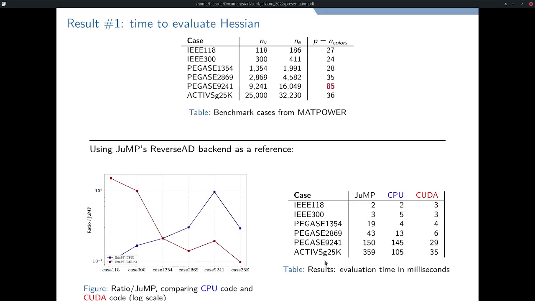On the larger cases that we use, so case big as 9000 and case active 25K, our AD backend is between 5 times to 10 times faster than JuMP.